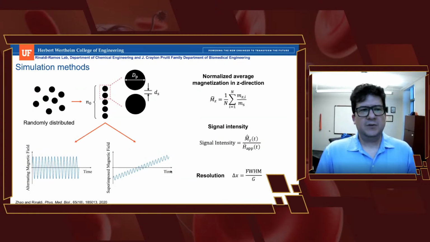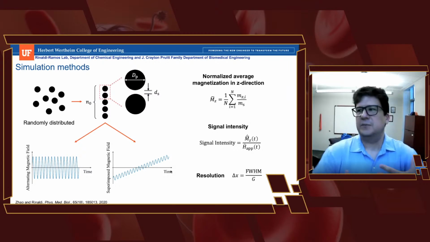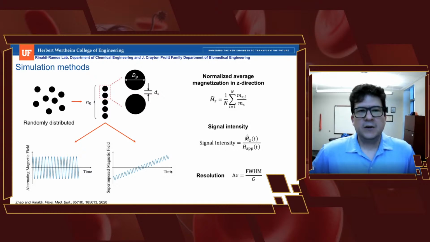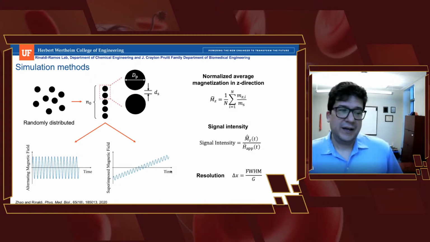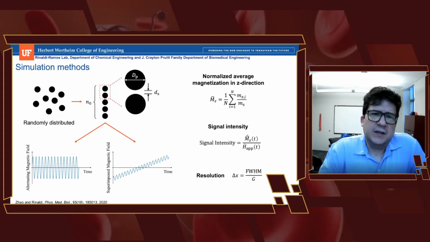In the simulations that I'm going to show you, instead of having randomly distributed particles, because our experimental observations suggested that particles were forming chains, we're going to arrange the particles in chains. The key variables that can be changed during the simulations are going to be the size of the particles and the distance between particle surfaces. We're going to calculate average magnetization in the z direction for these particles, which can be used to obtain signal intensity and resolution by analyzing the time-varying magnetization.